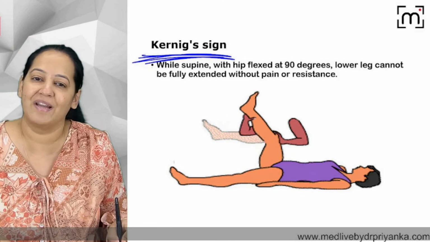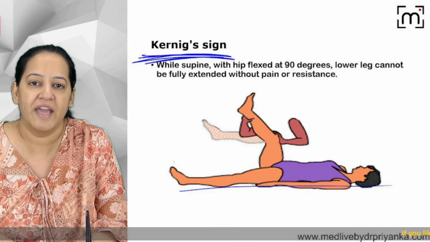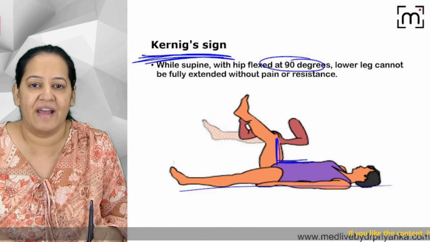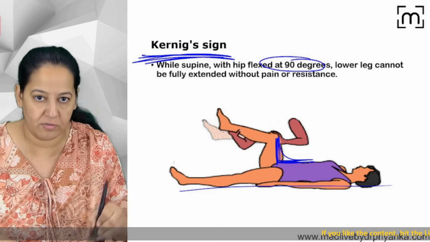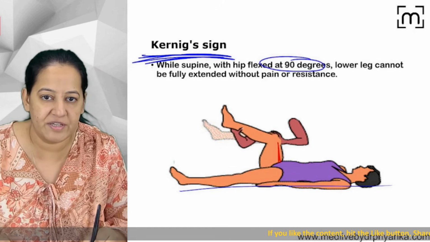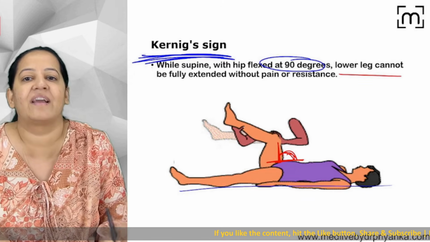Again, ask the patient to lie down supine with the hip flexed at 90 degrees. First, ask the patient to lie down supine, then flex the hip at 90. Can you see the hip joint? This is the hip joint. I'm flexing it at 90 degrees, and after that, I'm taking the leg upwards.